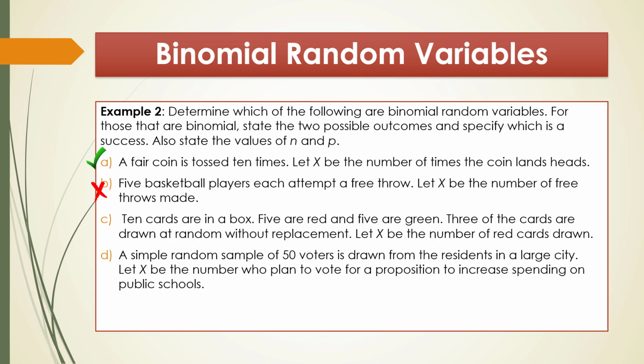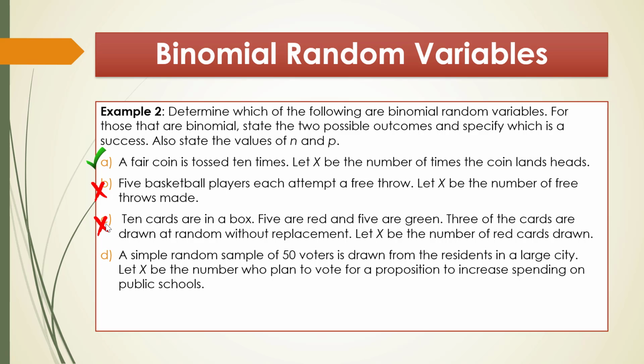So here, since we have 10 cards in a box and 3 of the cards are drawn at random without replacement, once one card is withdrawn, there are only 9 cards left. So the probability of getting a specific card is different time after time. Therefore, one of the 5 conditions of binomial random variables is violated.